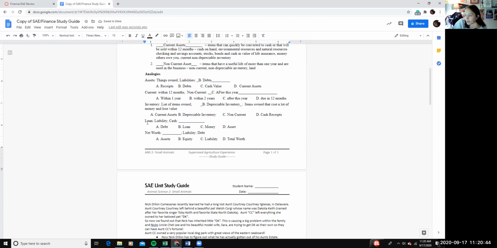All right, down here it says loan is a liability. So cash would be a what? So a loan, if you get a loan from the bank, then that means that's something you owe. You have to pay the bank back. So that's a liability, because a liability is something you owe. So cash, if you got cash in your hand, then that would be something you own, which would be a what? Asset. Asset. Good.